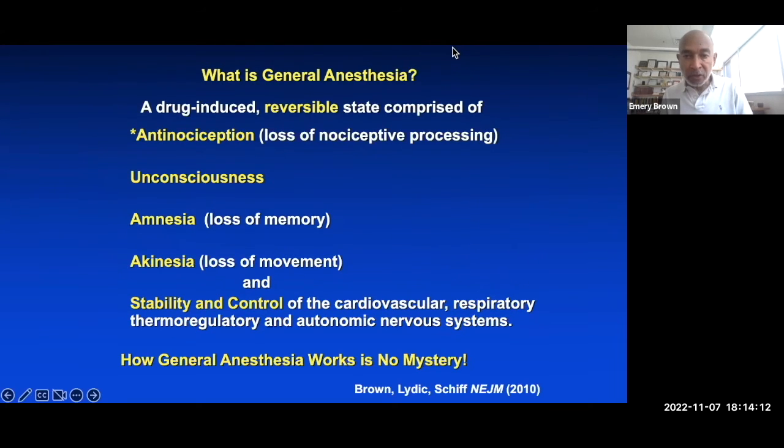So let me start with the definition. What is general anesthesia? It is a drug-induced reversible state where it has antinociception, unconsciousness, amnesia, akinesia, and stability and control of the physiological systems. And one of the points I want to make is how anesthesia works is really no mystery. And what I'm going to be talking about predominantly here is unconsciousness. We're using the EEG as a way to track level of unconsciousness, but other factors in addition to just the anesthetics can affect the patterns that we see. And that's important for us to be able to sort out because the context is quite important.